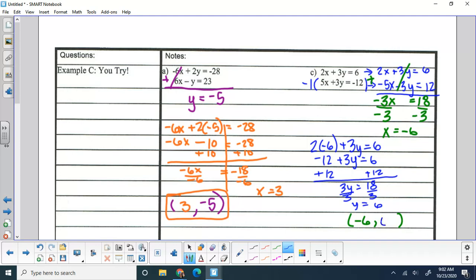All right, let's just double check, make sure we don't have any errors here. So when we solved for x, we got -6. When we plugged it back in, we got 2 times -6 plus 3y equals 6. 2 times -6 is negative 12. We added 12 to both sides, divided by 3, and there you have it.